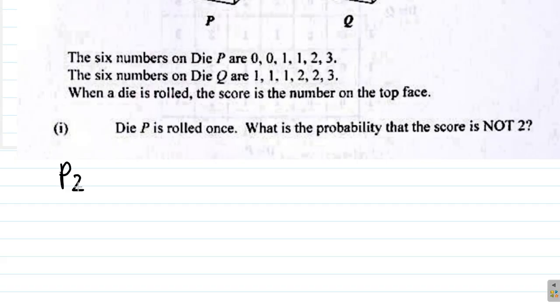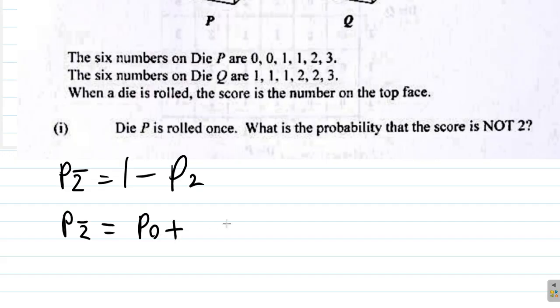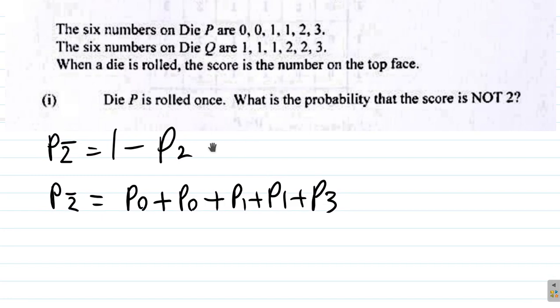The probability that it is not 2 is equal to 1 minus the probability that you get a 2. Another thing you can do is say the probability that it is not 2 is the probability that it is 0, or, which is represented by a plus, probability that it is 0, or probability that it is 1, or probability that it is 1, or probability that it is 3. Let's look at both situations here.